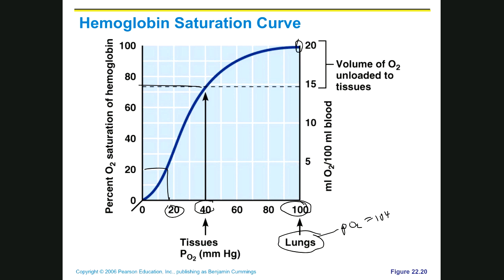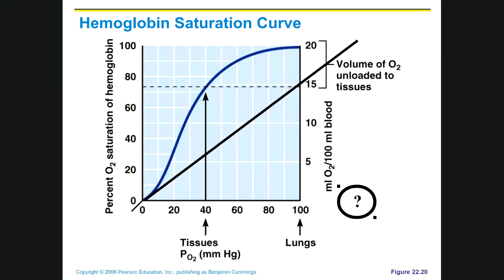When we look at this curve, remember, it's not a straight line. It's not like this, which is what we probably would expect it to be, because we would expect that for every oxygen we have here, we're going to add it to hemoglobin. So if we got 20, we should have 20. If we got 40, we should have 40. In other words, we expect it to be a straight line at a 45-degree angle. But it's not like that.